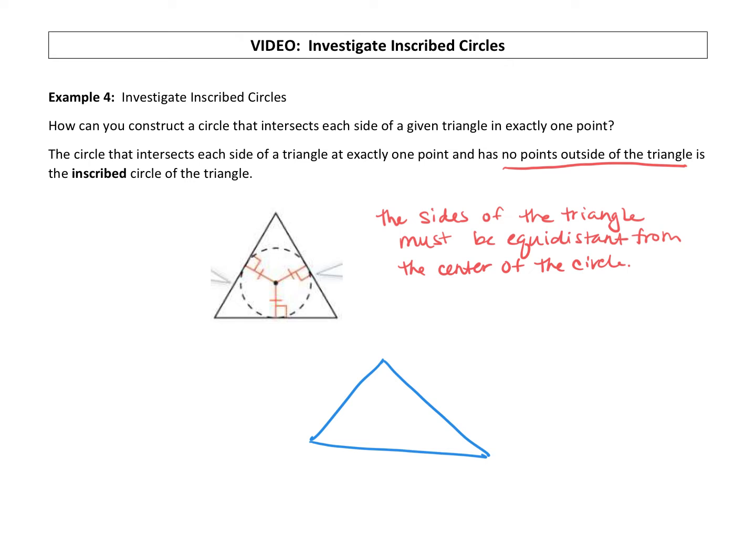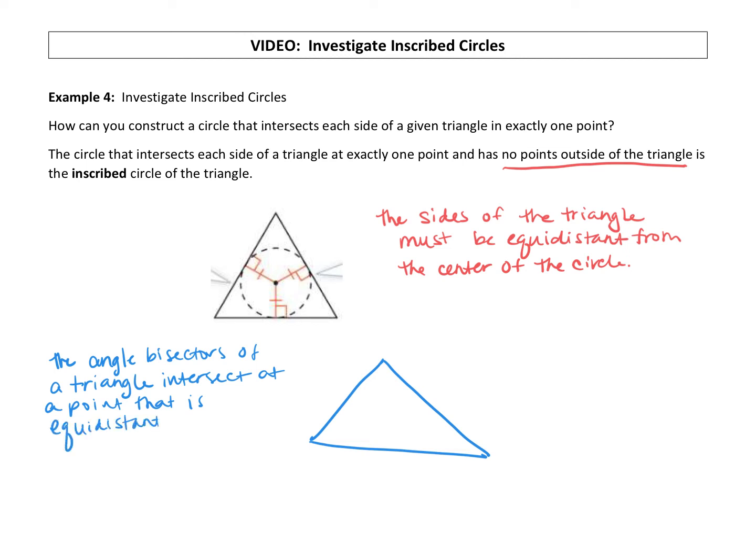The angle bisectors of a triangle intersect at a point that is equidistant from the sides of the triangle.